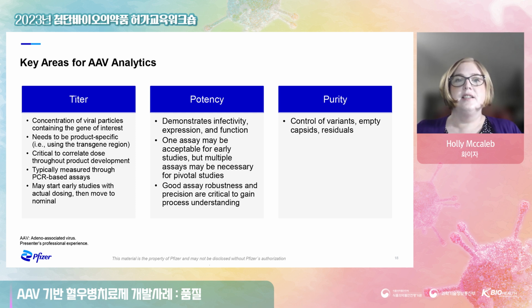Potency assays are needed to demonstrate infectivity, expression, and function of the AAV. A single assay may be acceptable for early clinical studies, but multiple assays could be necessary for pivotal studies. Finally, purity is an important aspect of AAV quality and includes control of product variants, measurements of full and empty capsids, and monitoring of residuals.